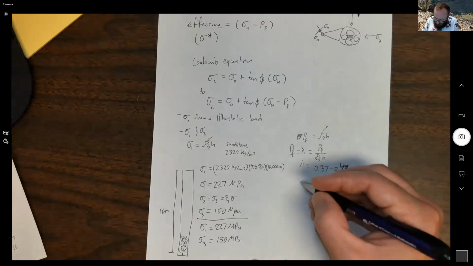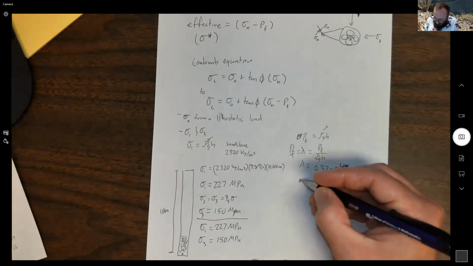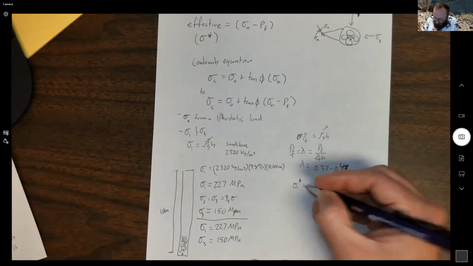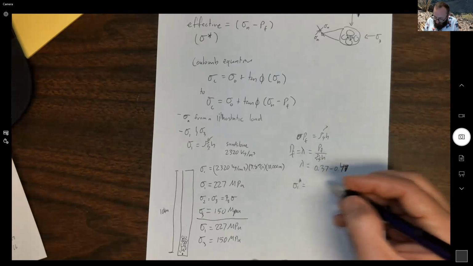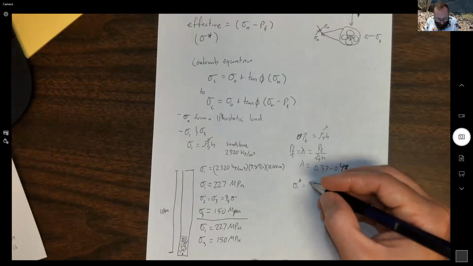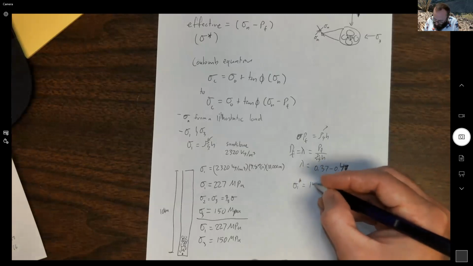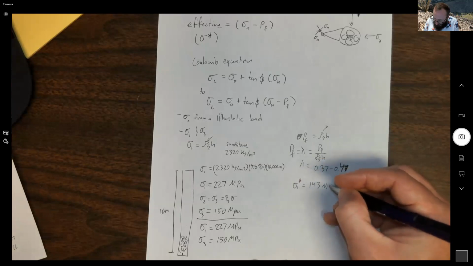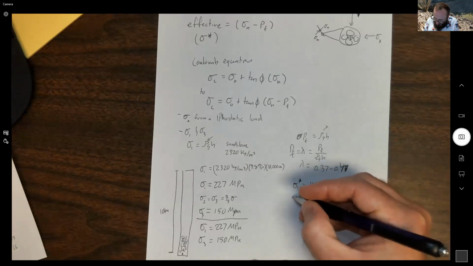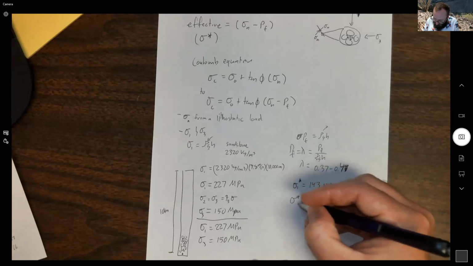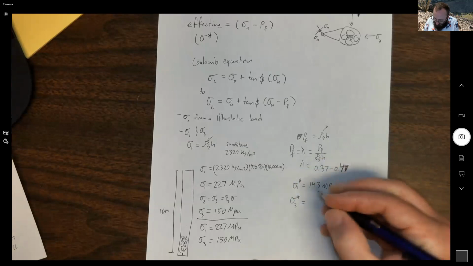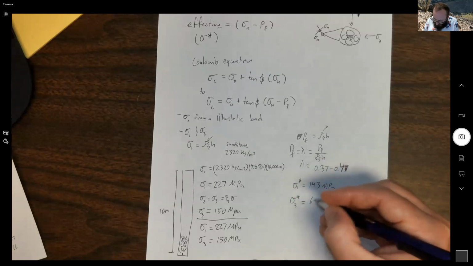227. Okay, so our effective sigma 1, after we took out the pore fluid pressure that's pushing back against everything, is 143 MPa. And our effective sigma 3 is 66 MPa.